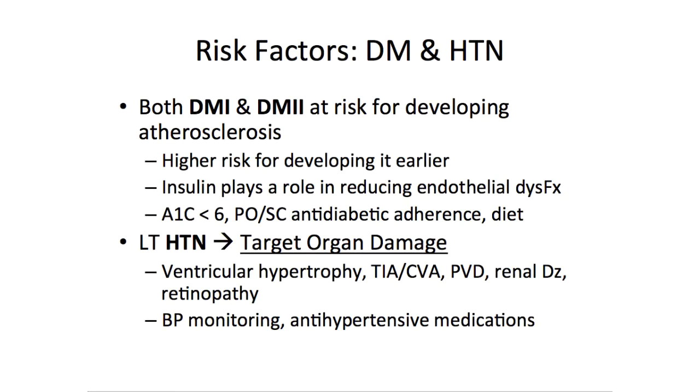Both type 1 and type 2 diabetes increases the risk for developing atherosclerosis. These patients are at higher risk for developing atherosclerosis earlier. Insulin has been found to play a role in reducing endothelial dysfunction. For these patients, you want to target a hemoglobin A1C of less than 6, and encourage PO and subcutaneous antidiabetic adherence, as well as adherence to diet.